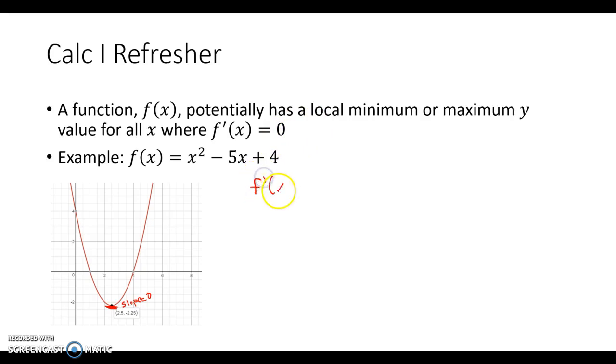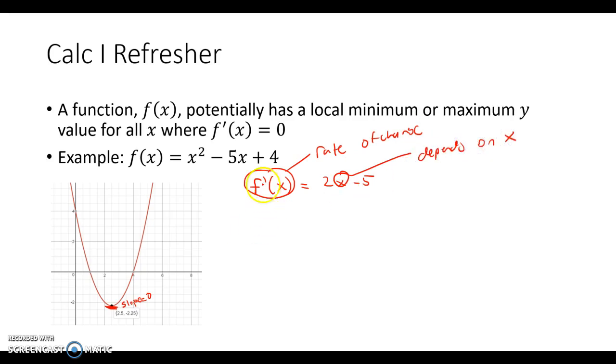The first thing we do is find the rate of change function, which is, in this case, 2x minus 5. This output is the rate of change, and the rate of change depends on x. Next, I'm going to ask, when is the rate of change 0? For what x? So I'm going to let f prime of x be 0 and find the value of x for which that occurs. I solve this equation and get x equals 5 halves, which is equal to 2.5.